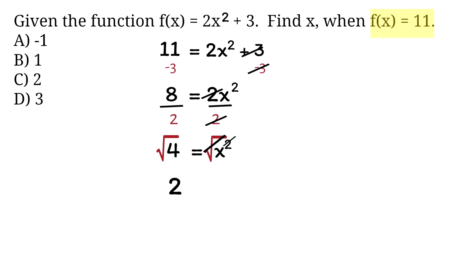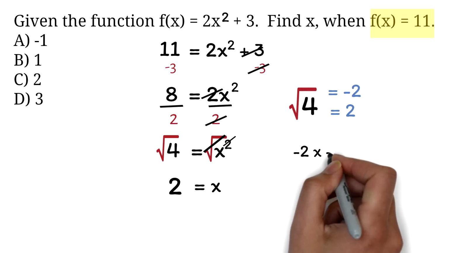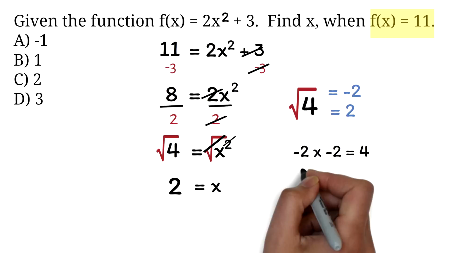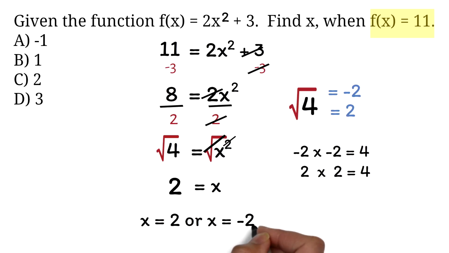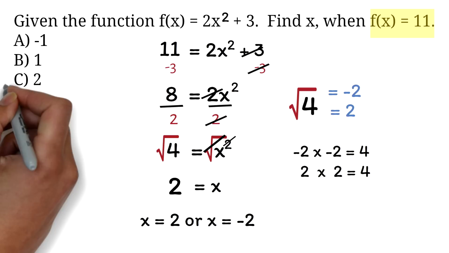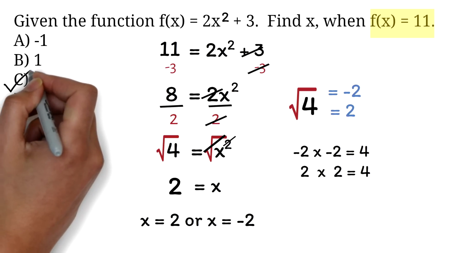In a lower level math class, you can say that x equals 2 and you are done. In actual sense, the square root of 4 can be negative 2 or 2. This is because negative 2 times negative 2 is 4. Also, 2 times 2 is 4. So x equals 2 or x equals negative 2 are possible answers. The correct answer is therefore C.